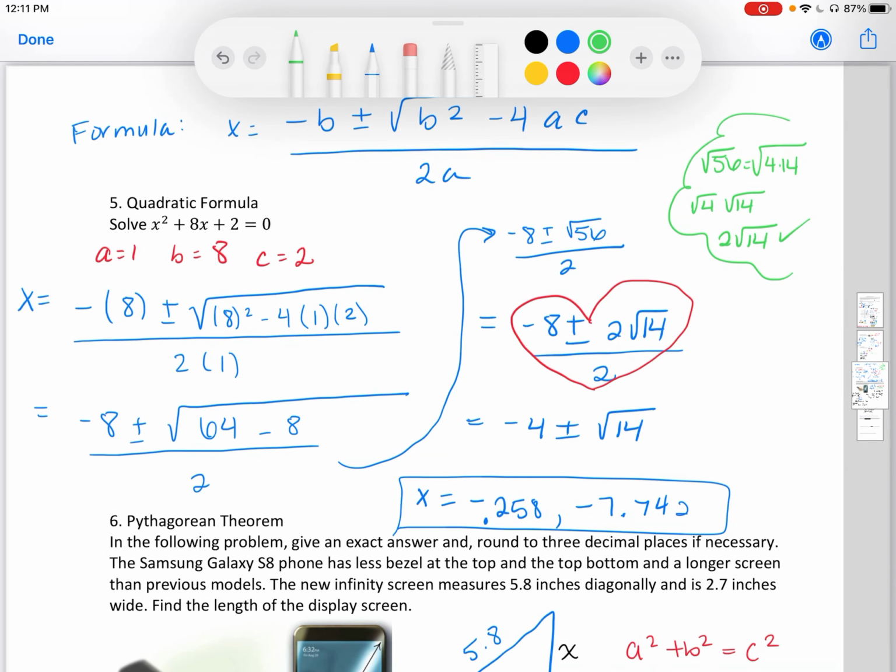All right, for 5, use the quadratic formula. I highly suggest you label your A, B, and C. So we say that our A is 1, my B is 8, and my C is 2. I also highly suggest you write down your quadratic formula so that you just plug them in and then work your answer out. I want it both as a simplified version and in decimal form.